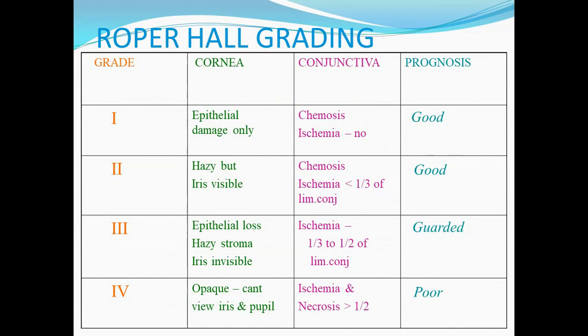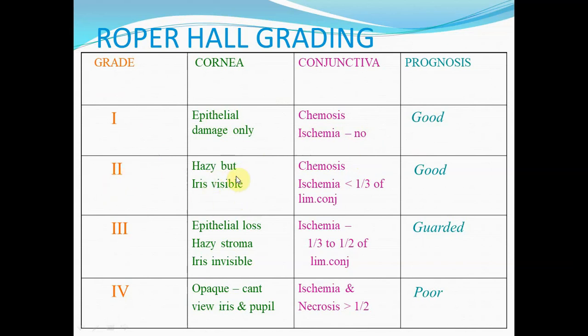There is a grading system for these chemical injuries which is called Roper Hall grading. It is divided into 4 grades depending upon the amount of corneal and conjunctival damage and also the type of prognosis. As per grade 1 Roper Hall grading, the cornea shows just mild epithelial damage and the conjunctiva shows chemosis but does not show any form of conjunctival ischemia, and these cases are said to have good prognosis.